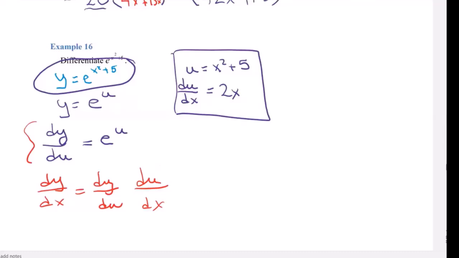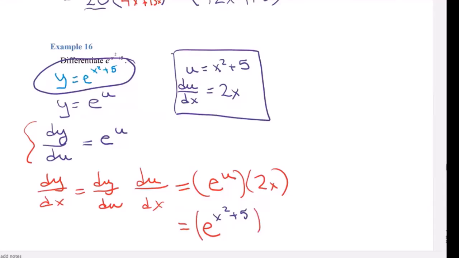So I have my chain. I can see that the du's would cancel, even though we're not going to cancel them. So I have dy du, which is e to the u, times du dx, which is 2x. This gives me e to the u, which is x squared plus 5, times 2x. So you could write this as 2x e to the x squared plus 5.